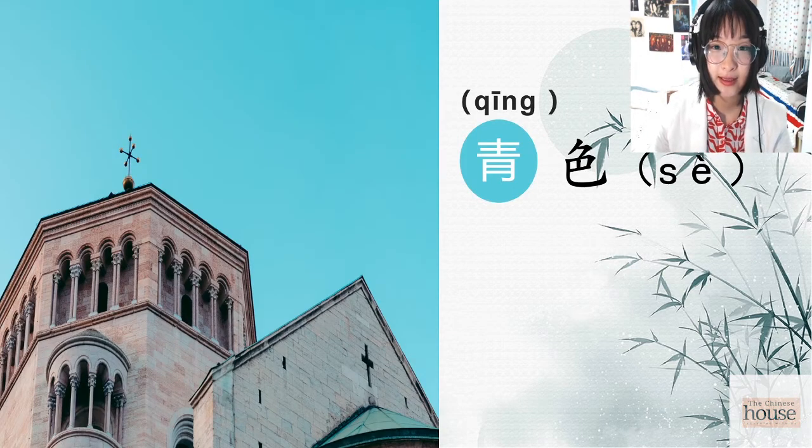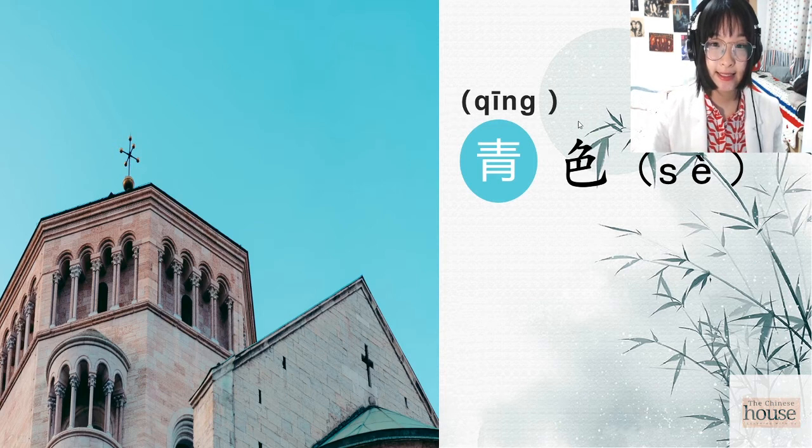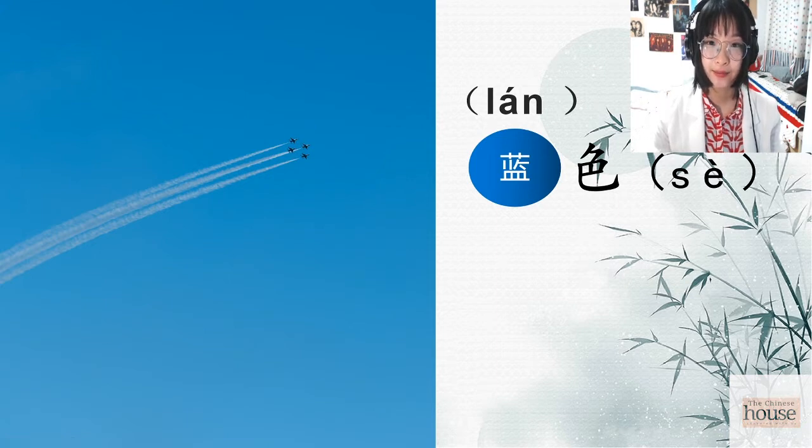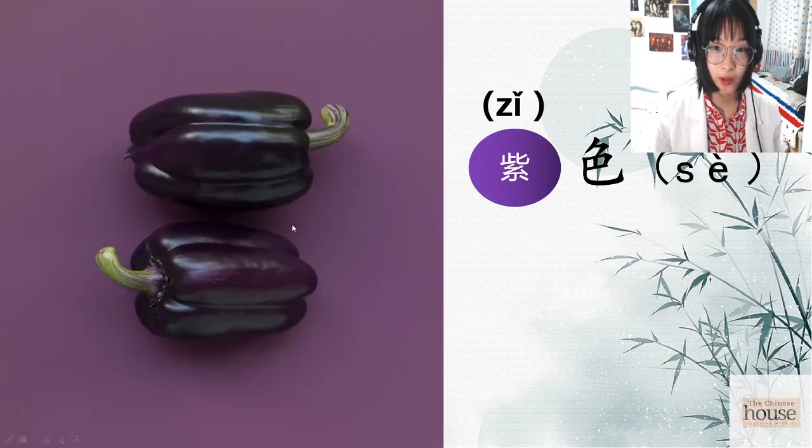And this is cyan. We call it 青色. This is blue. 蓝, 蓝色. And then this is purple.